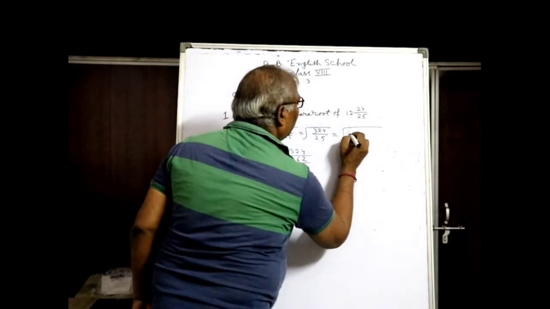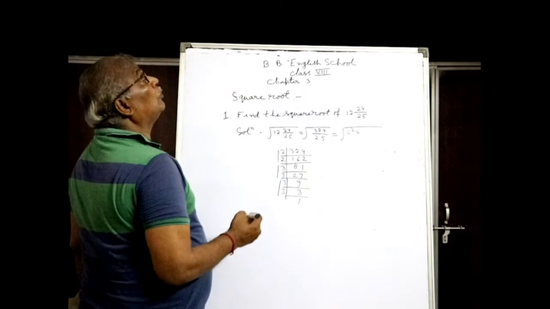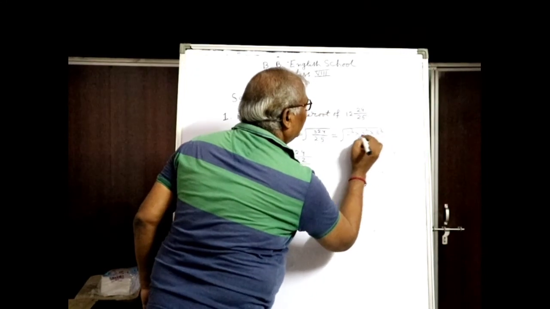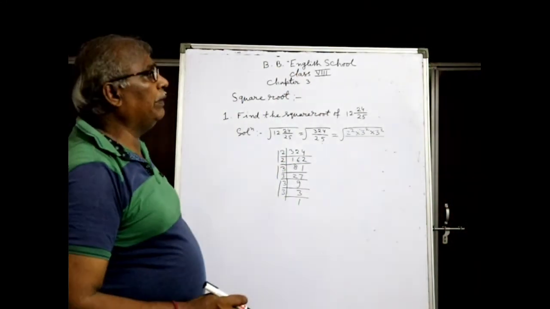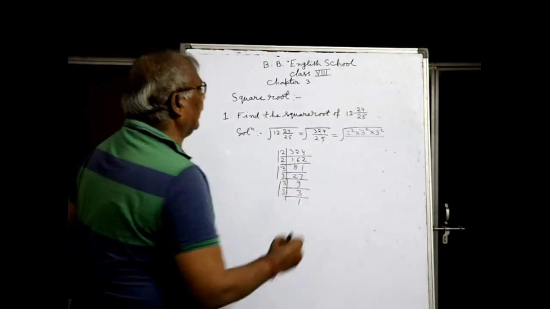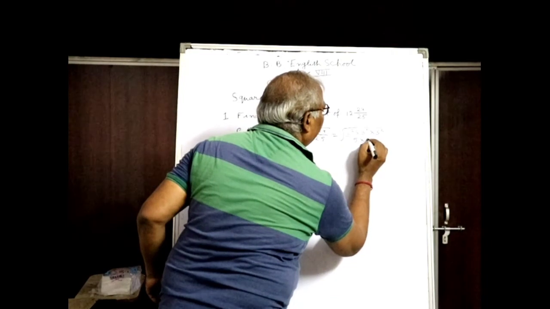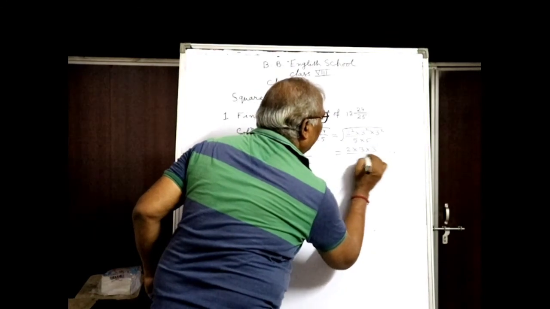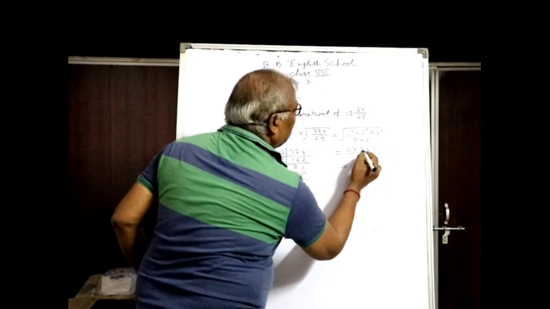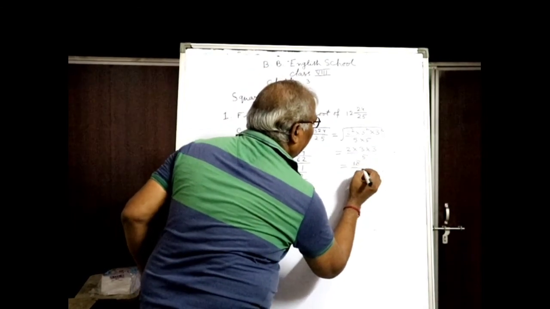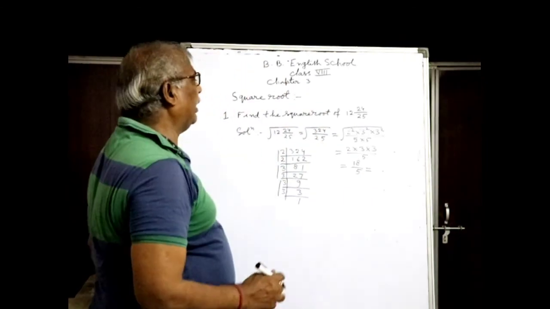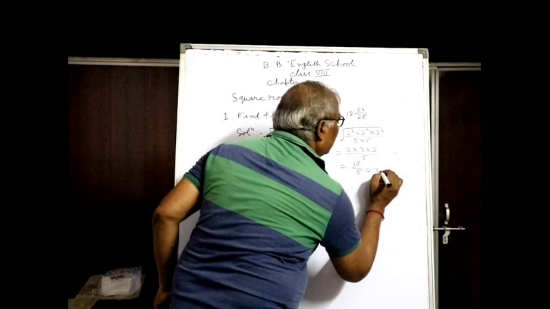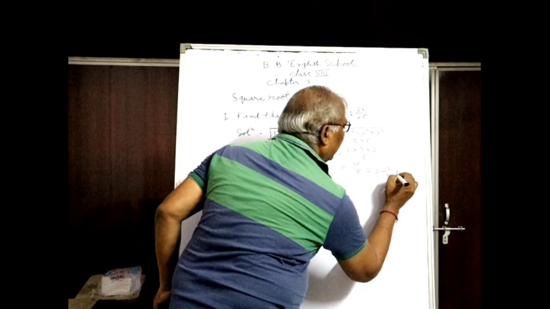Now 2 square into 3 square into 3 square, and in the denominator, we write 5 into 5. Now we will take 1 times 2, 1 times 3, 1 times 3 and 1 times 5. 2 3s are 6, 6 3s are 18, 18 by 5. 5 3s are 15, remainder is 3, so 3 whole 3 by 5. It is the answer.